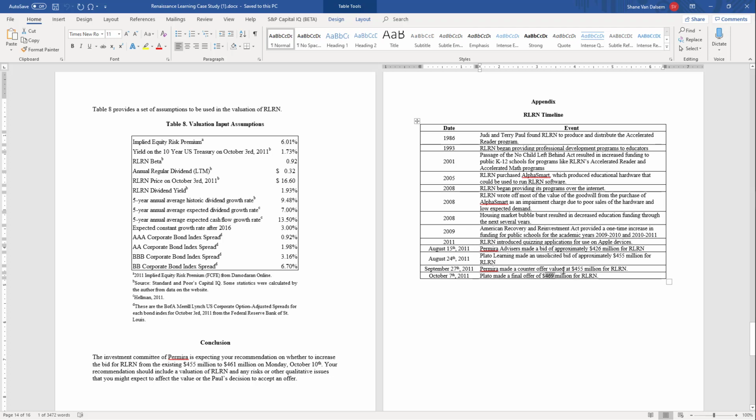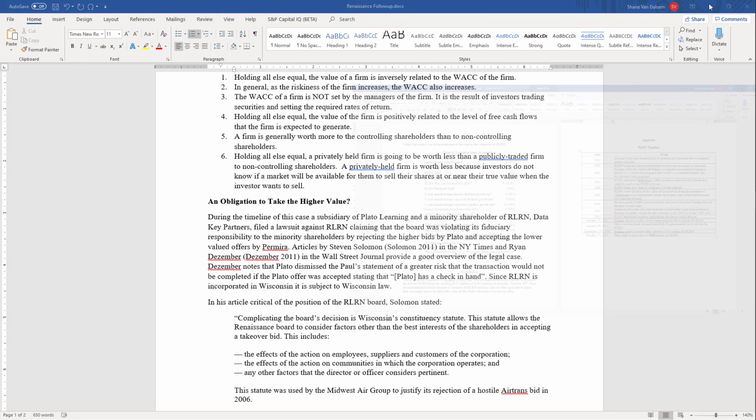And what that meant was that the Pauls took a lower value for each of their shares than they would have gotten with Plato. And so in that case, it was hard for Plato and Data Key Partners to say they got less money, specifically Data Key Partners. They got less money because the Pauls really took the lower offer. So couldn't really find any good reason for that to go through.